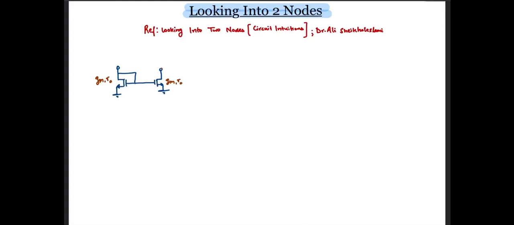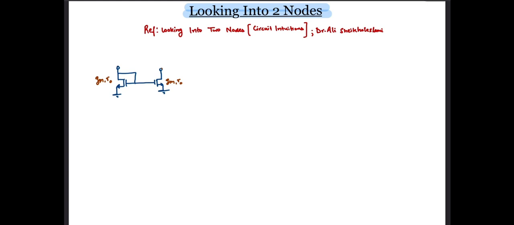Hey, welcome back. Today we'll be discussing computing the input impedance across a pair of nodes through the example of a current mirror. In analog IC design, we often talk about the input impedance looking into a node, but seldom do we talk about the input impedance across a pair of nodes, which might be useful in some cases.